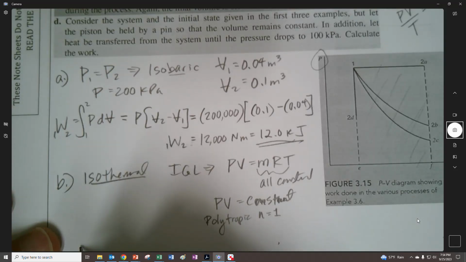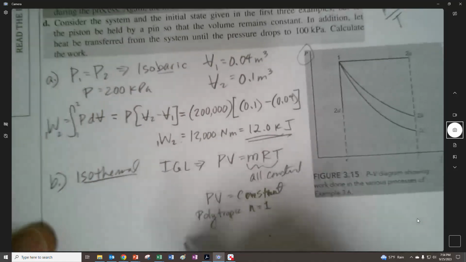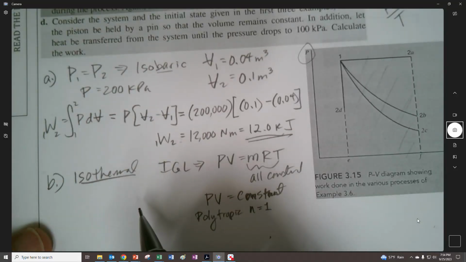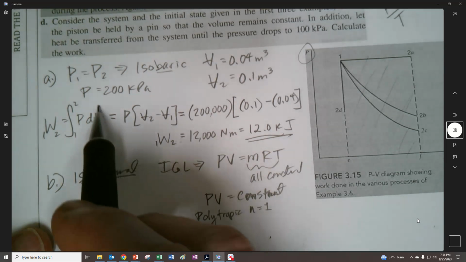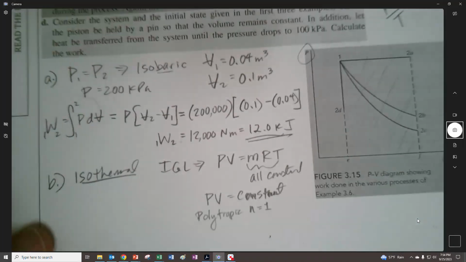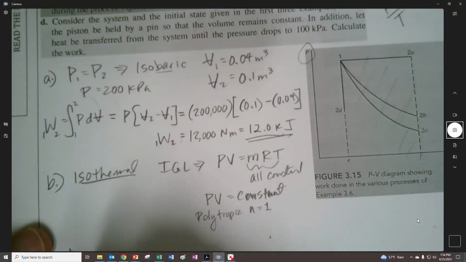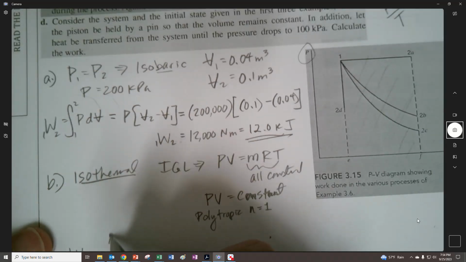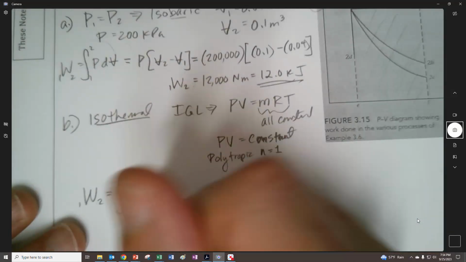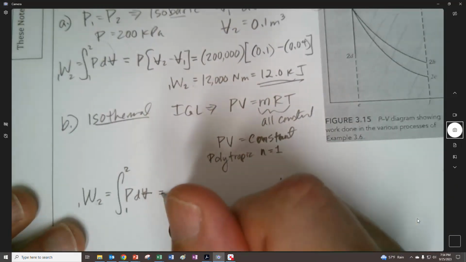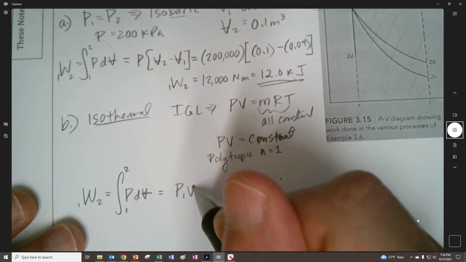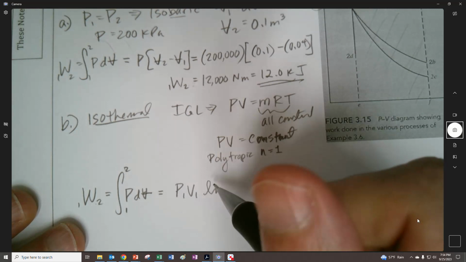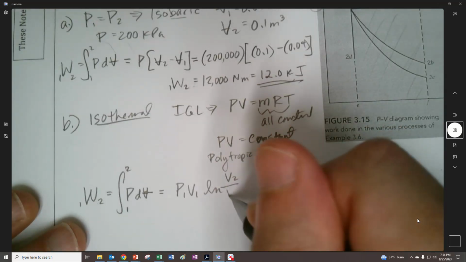If that's the case, we already have this solved for us in the book, so we don't have to go through and do all of this. It's not that difficult to do, but since we already have it for this set of conditions, we might as well use it right here. I'll write down this from 1 to 2, and set it equal to P1 V1 natural log of V2 over V1.